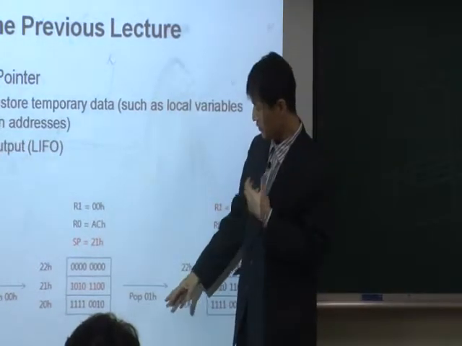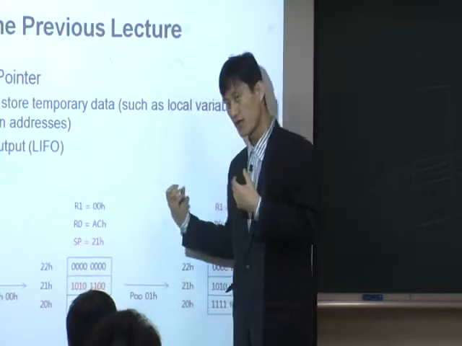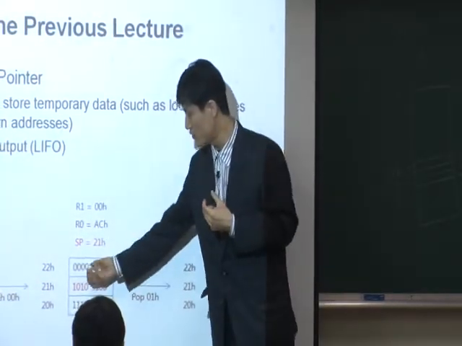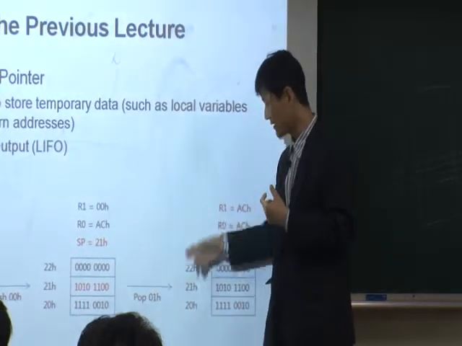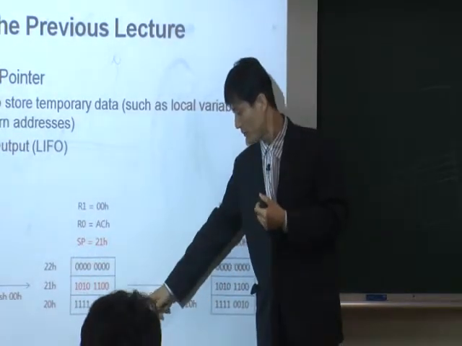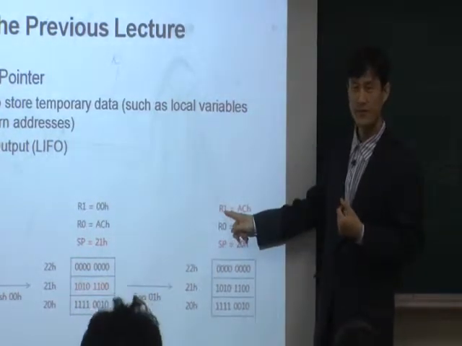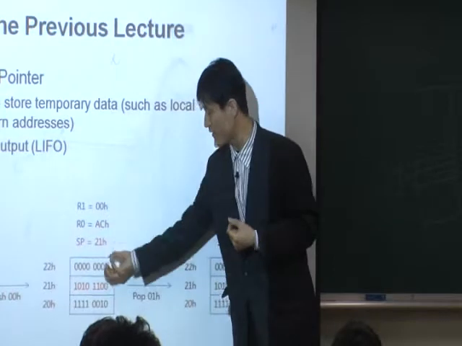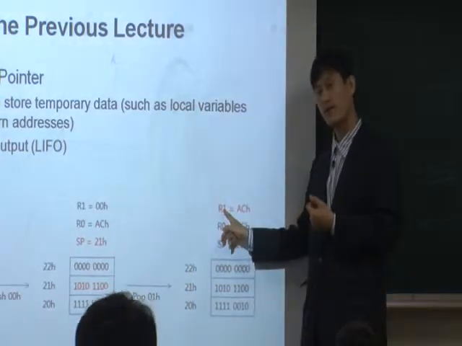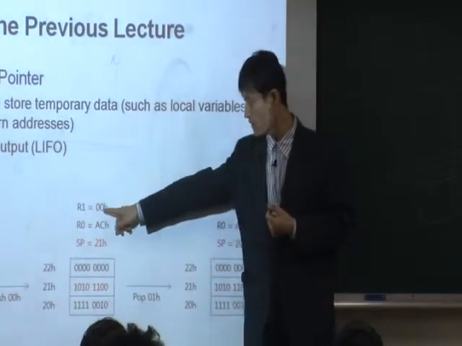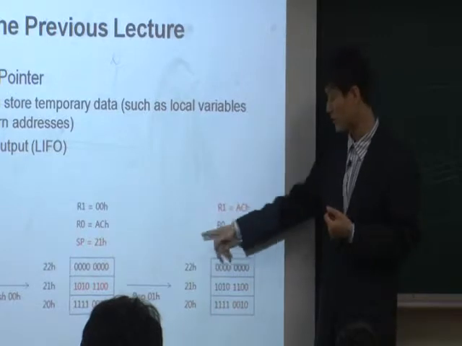But later, if you want to do pop, you bring the value out. And this value should go out into somewhere, right? That is this one. So I do pop 01H. 01H is R1. So since I do pop, this value now will go into R1. Okay, so earlier R1 was 00, but now this AC goes to R1.